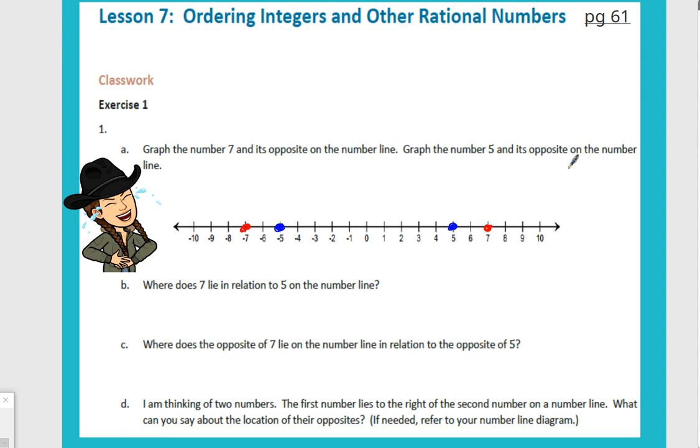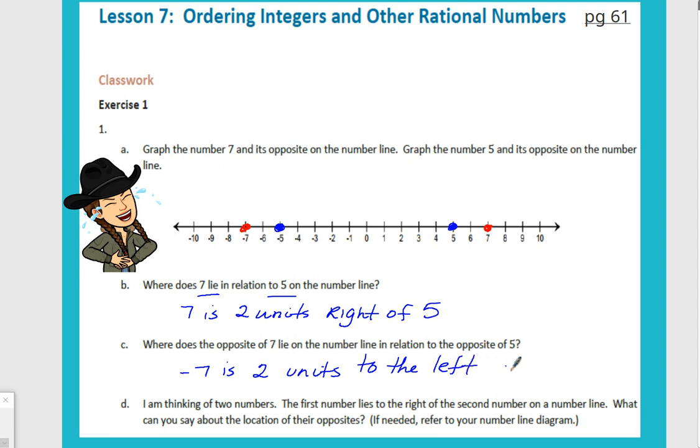And it says, where does 7 lie in relation to 5 on the number line? Well, 7 is 2 units. Which direction? Yeah, right of 5. And then look, where does the opposite of 7 lie on the number line in relation to the opposite of 5? Well, we're looking now at negative 7 and negative 5. So negative 7 is 2 units to the left of negative 5.